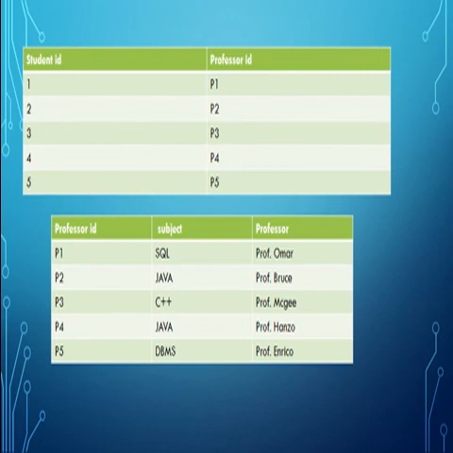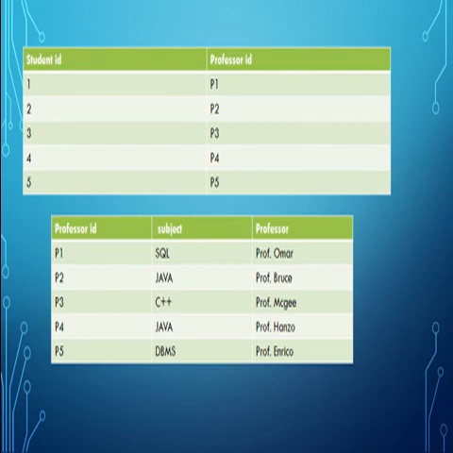Now, in order to satisfy the Boyce-Codd normal form, we will need to divide the table into two parts, which is shown below. The table at the top will hold student ID, which already exists, and we will create a new column, that is Professor ID. And in the second table, which is below, we'll have the columns Professor ID, Professor, and Subject.